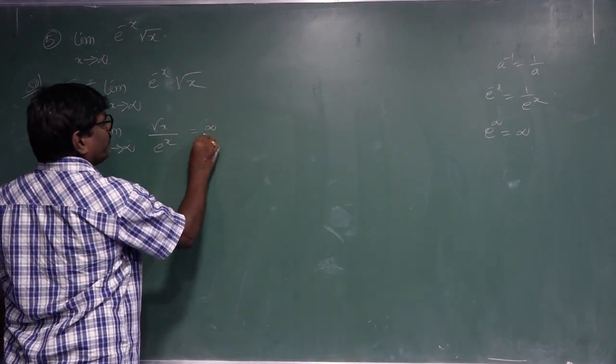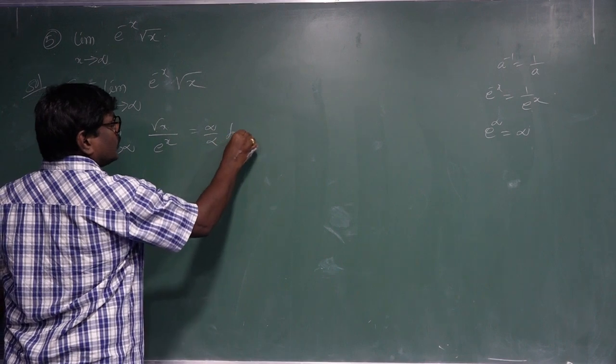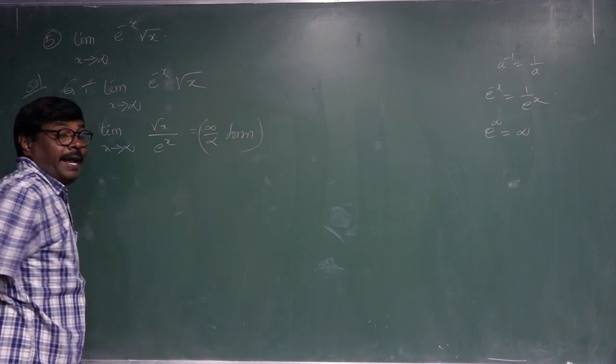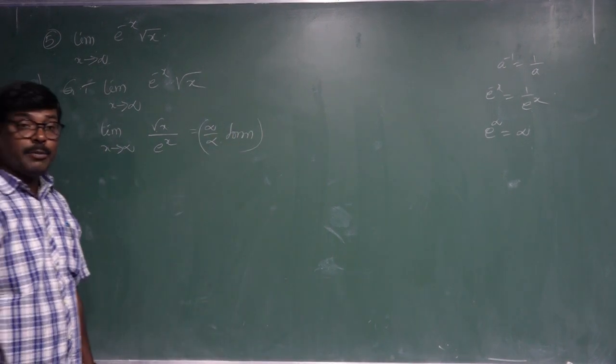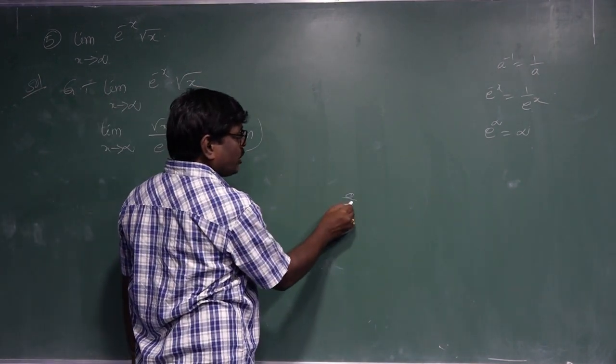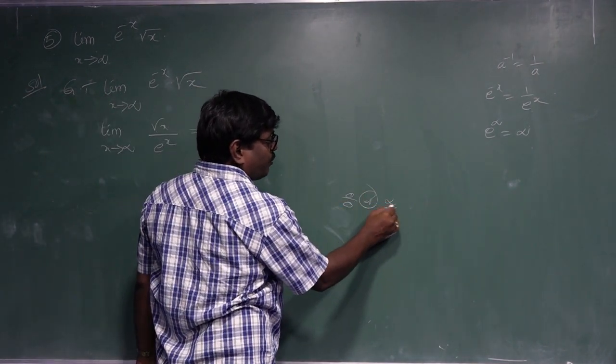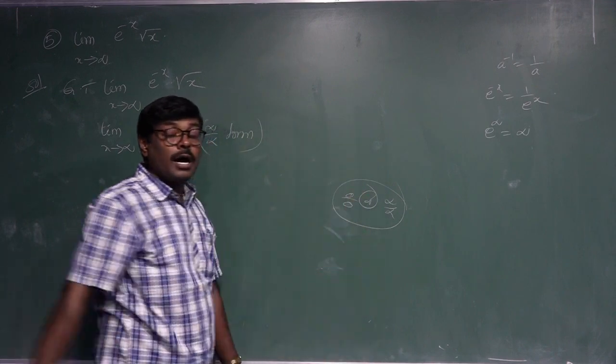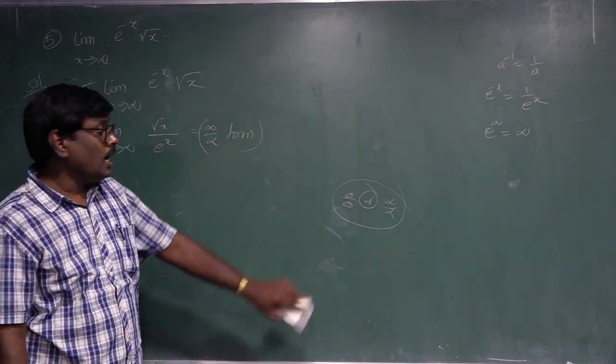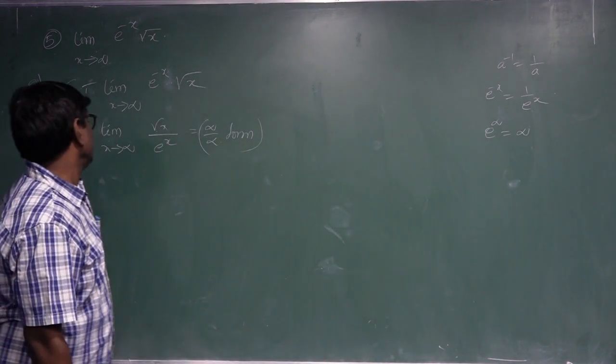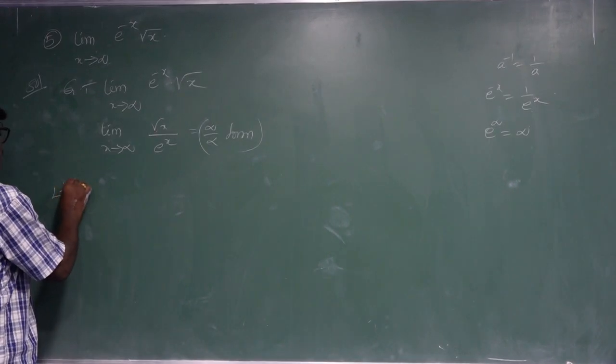This is an infinity by infinity form. This is an indeterminate form. Indeterminate form is 0 by 0 or infinity by infinity. So this is the L'Hospital rule.